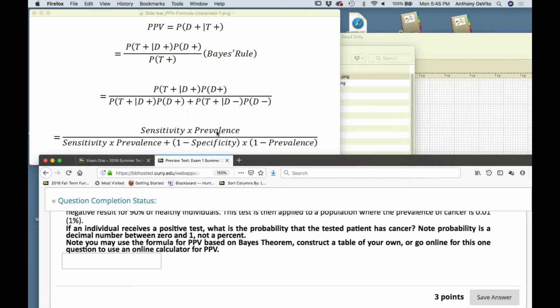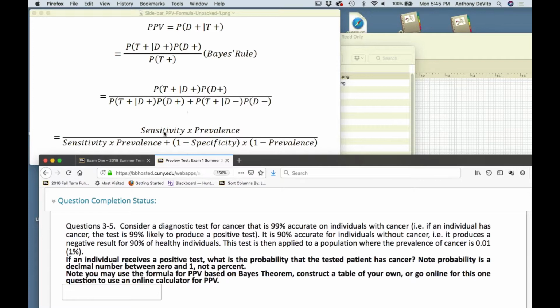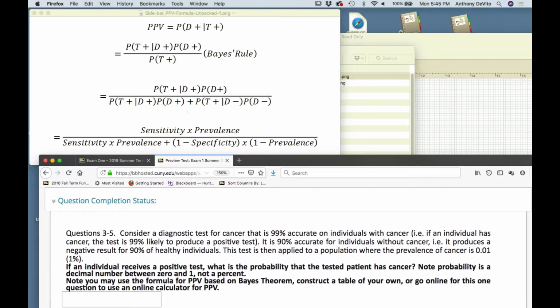Okay, so the prevalence is 1%. The sensitivity is, what was it? 99%. So we have 0.99 times 0.01. And then we have 0.99 times 0.01 again, plus 1 minus the specificity. What was the specificity? It was 90%. So this would be 0.1, 10%, times 1 minus the prevalence, which would be 0.99. Okay, if I fill in all those numbers, you should be able to solve that, right? So I'm not going to solve that.